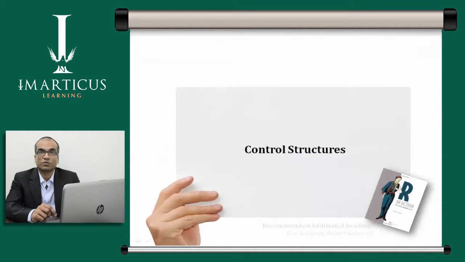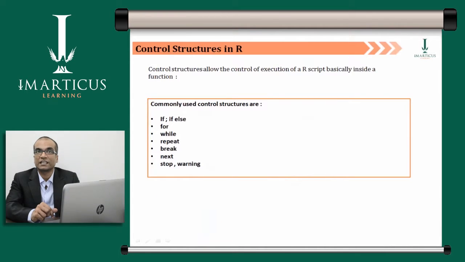So talking about control structures, let's understand what they really are. As you can see on the screen, they allow the control of execution of an R script, basically inside a function. Commonly used control structures would be your if else statement, for loop, while loop, repeat, break, next, stop, and warning. These would be the basic control structures which you would be using as part of your function creation, which will help you to create a function itself.